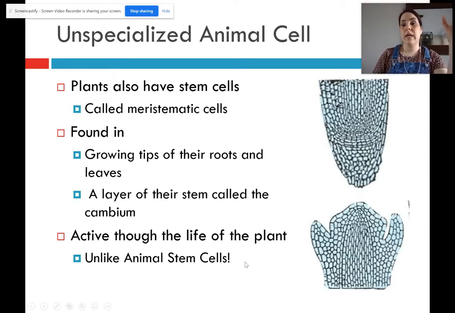They're also in a special layer in the stem called the cambium. It's on the outside of the stem, which allows the stem to grow wider and wider. So you often see these in places where there's lots of rapid growth: rapid growth of roots, of leaves, and of the stem. These are different from animal stem cells because meristematic cells are active throughout the whole life of the plant and they're very easy to find. If we needed some meristematic cells, we would just look in the roots or in the leaves or in the cambium. We know where they are.